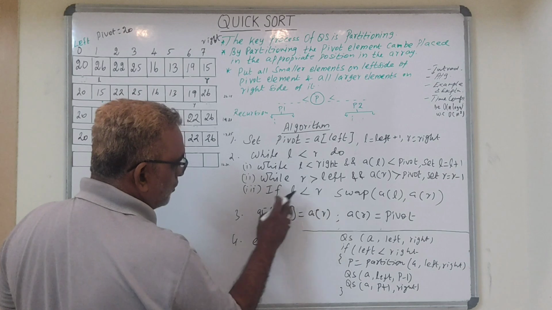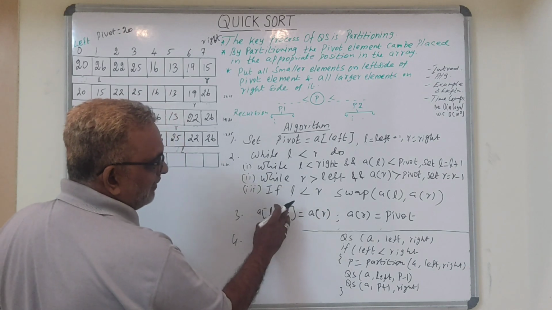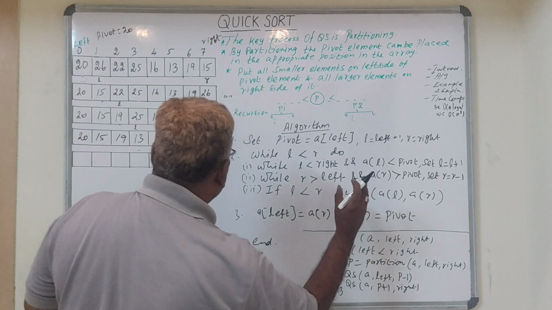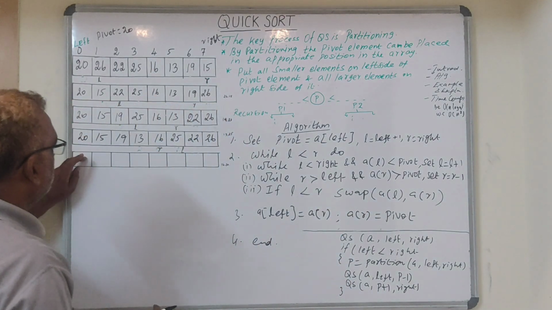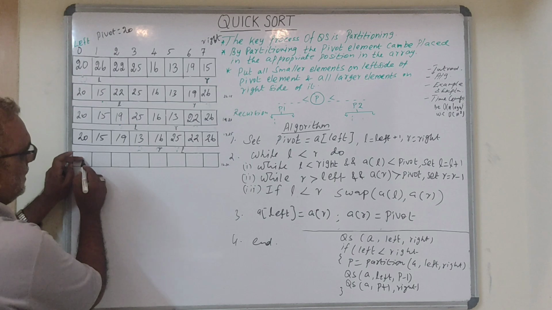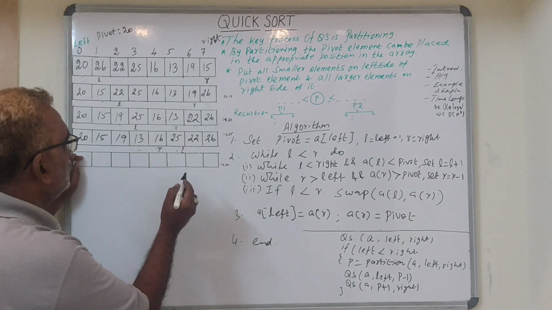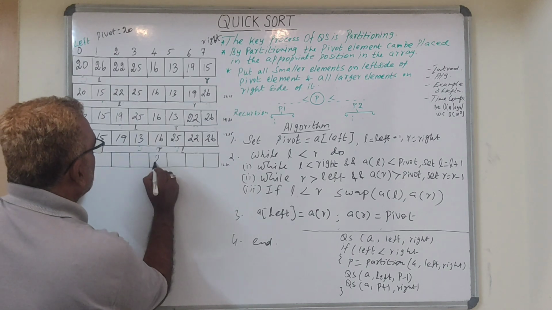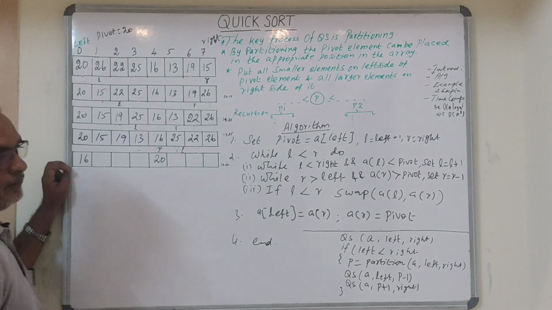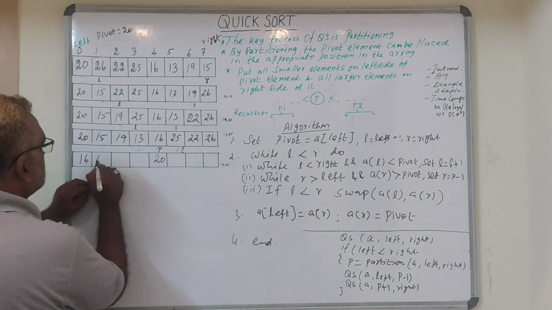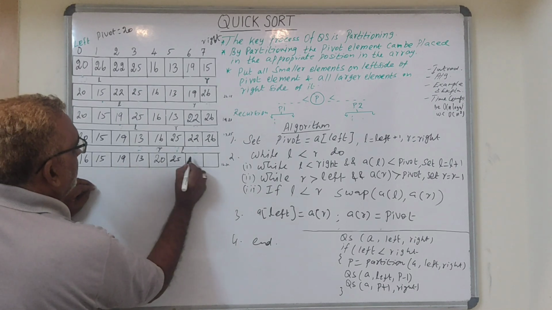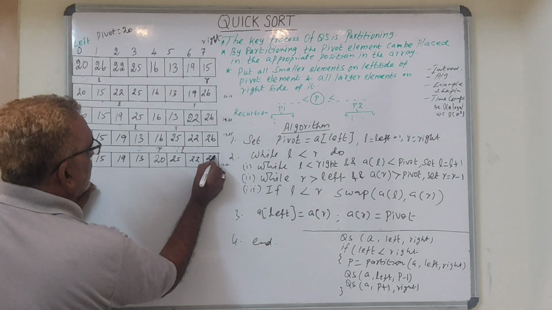So A of R is stored in the left, and the pivot element is stored in A of R. This is the left element. So 20 is here, and what I have to do? I have to store this 20 here, and 16 should be stored here. Remaining all other elements are as they are. This is 13, 25, this is 22, this is 26.